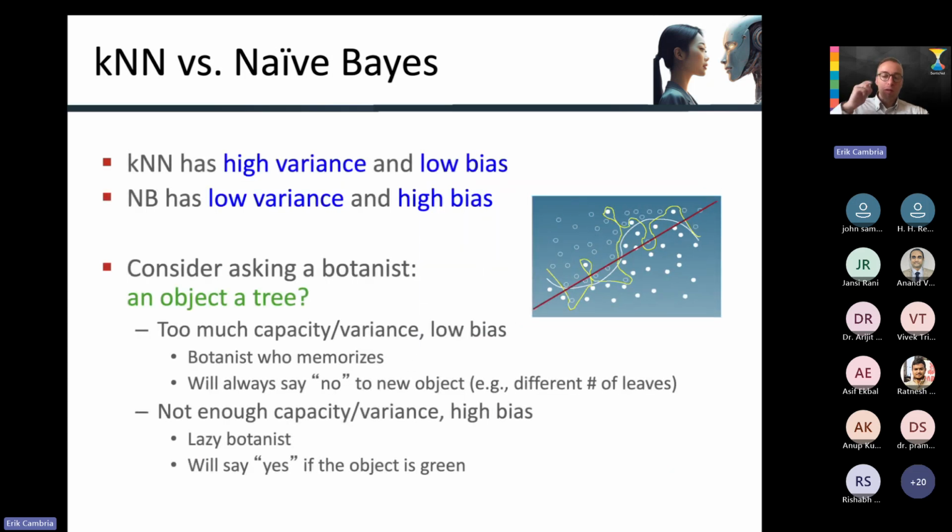But nonetheless, this is an interesting topic because it introduces you to the concept of variance and bias. So KNN and naive Bayes are two very good examples of what actually we should avoid in general. Why? Because KNN has high variance and low bias. So that means that basically I am overlearning. This is also called overfitting.